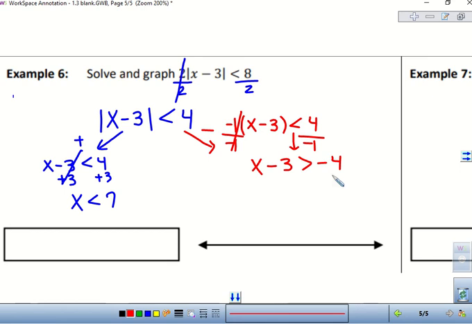I'm left with this, but I'm not done solving. What's my next step? Yeah, add 3 to both sides. What's negative 4 plus 3? Negative 1. Good. So those are my two situations. Let's talk about them. So, x is greater than negative 1, but less than 7. So that's a compound inequality that looks like this.